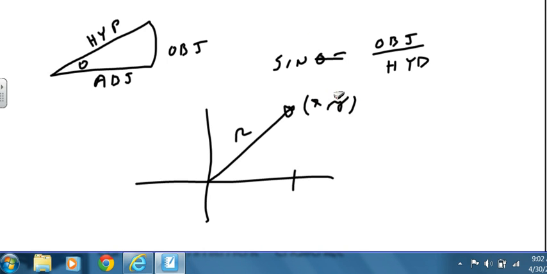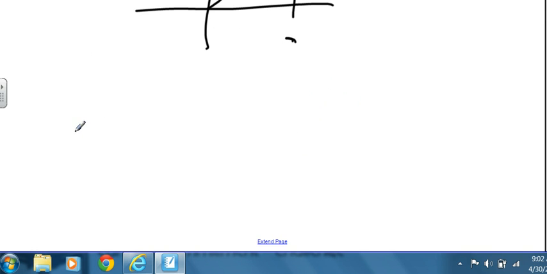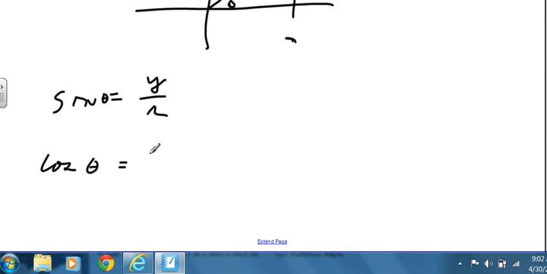And we're going to define. Okay, so there's my x and there's my y. And we're going to define our sine function as y over r. And our cosine function, we'll throw in a theta there just to protect the innocent. And the cosine of theta, x over r. And the tangent of theta, y over x.